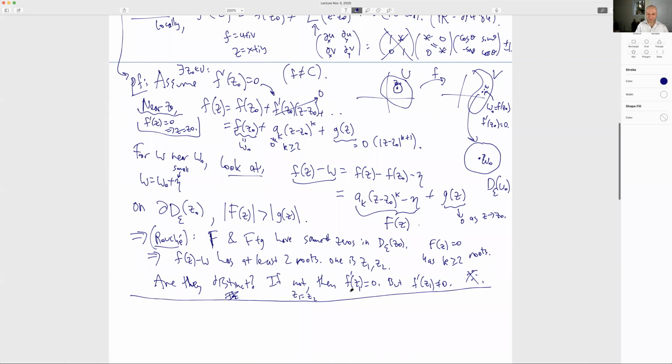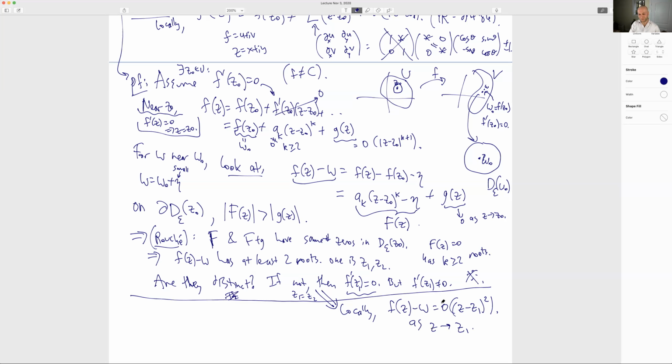So let's unpack this. Locally, it has a double root. This function has a double root as Z goes to Z1. F of Z minus W has a double root, so it is big O of Z minus Z1 squared, right? If not, then F of Z minus W is this as Z goes to Z1. Does that make sense, Thomas?